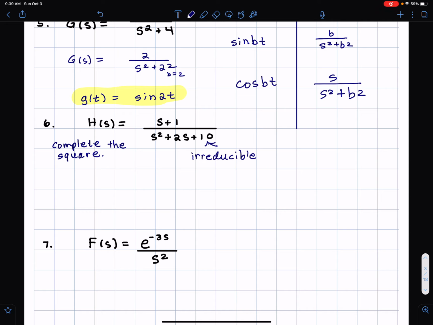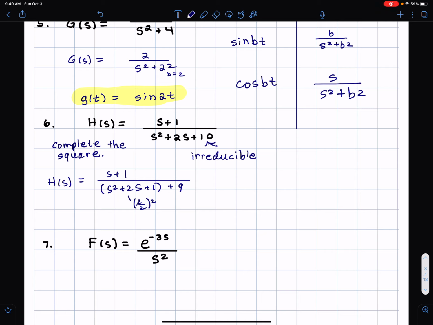Let's see what happens. Okay, so H of s is equal to s plus 1, and then in the denominator I have s squared plus 2s. The rule of completing the square: I take the coefficient of s, divide by 2 and square it, so that gives plus 1. So now I have 1. You can take the 1 away from the 10. 10 minus 1 is 9. I'm borrowing because I'm not going to give it back, but I take 1 away from 10, you get 9.